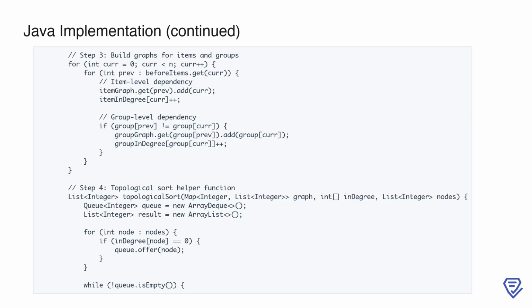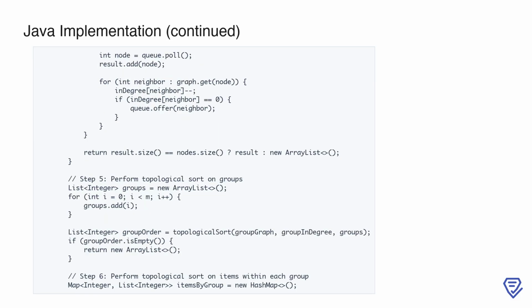With these graphs constructed, we define a helper function, topological sort, to handle the sorting process. This function takes a graph, an in_degree array, and a list of nodes as input. It uses a queue to manage nodes with an in-degree of 0, processing them iteratively. As nodes are processed, their neighbors' in-degrees are decremented, and any with a resulting in-degree of 0 are added to the queue. This continues until either all nodes are processed or a cycle is detected, indicated by the result size being smaller than the number of nodes.